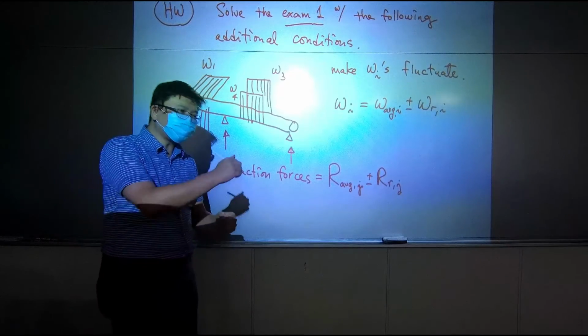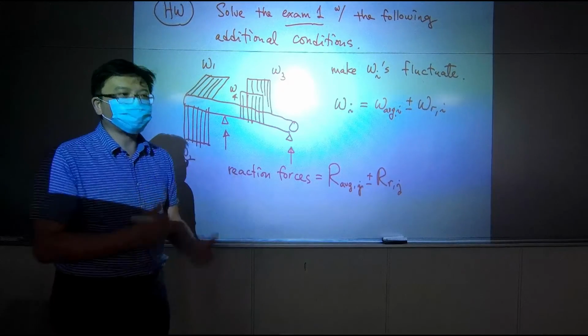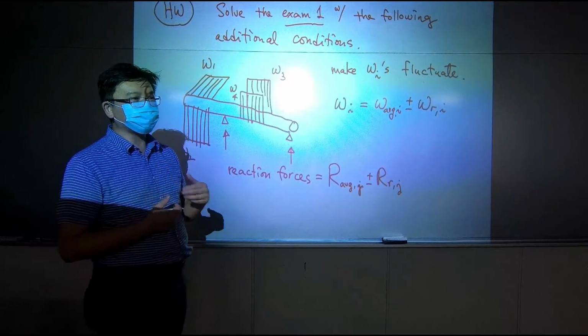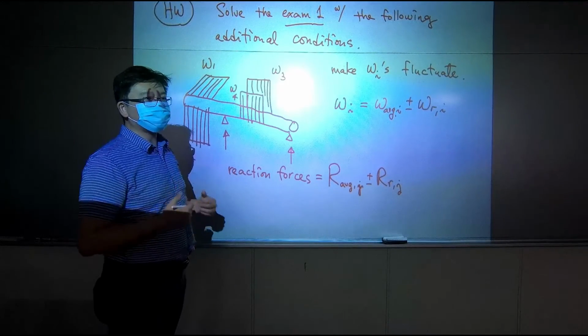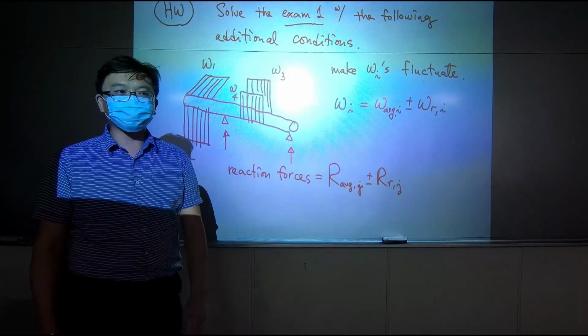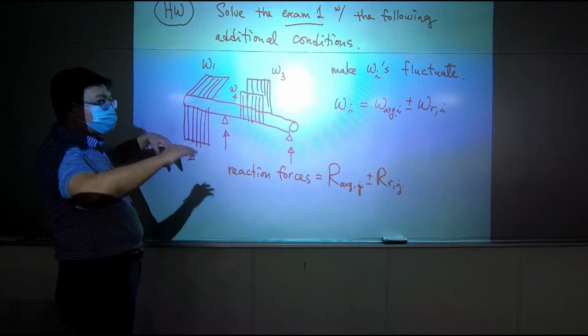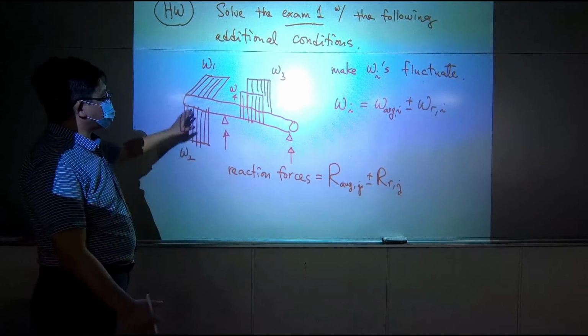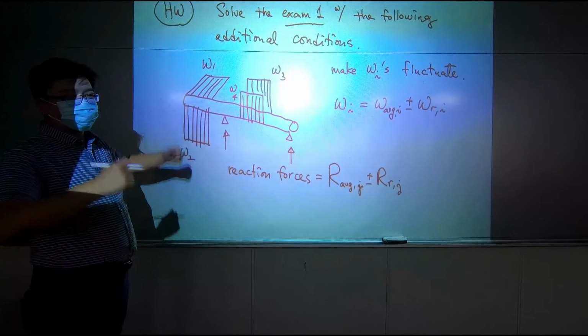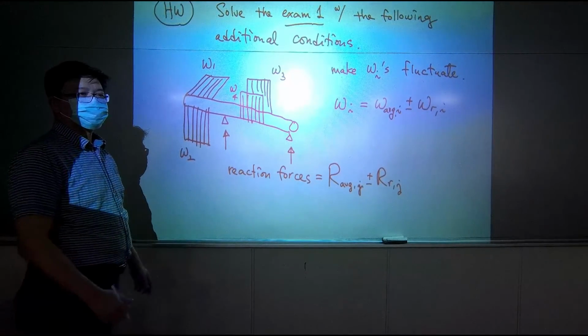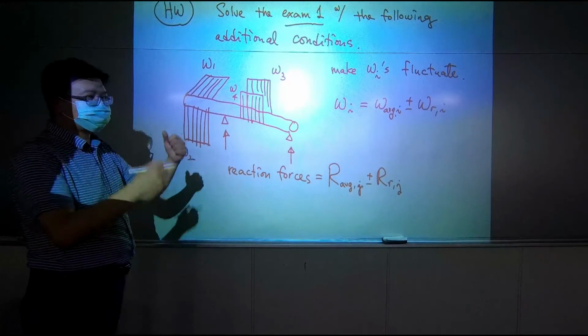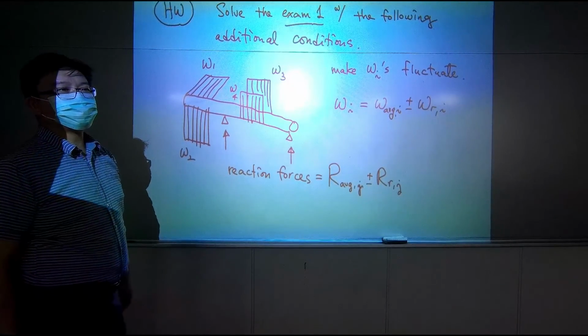So please write down your assumption, how you solve it. Okay, and I will also try to solve it in my own assumption. Later on we can discuss it. Which one makes more sense? Okay? So the scenario is easy. Basically, the belt loads fluctuate. And let's see what's happening.